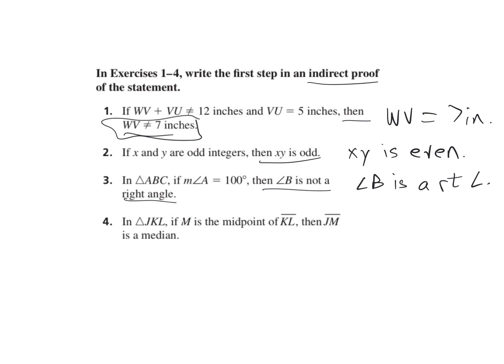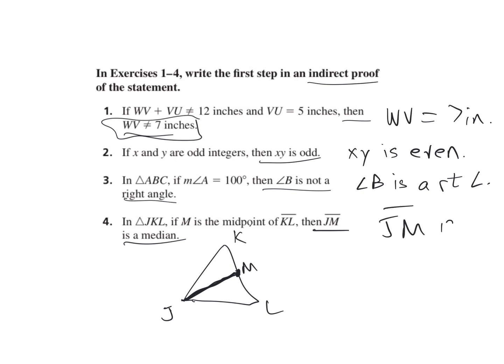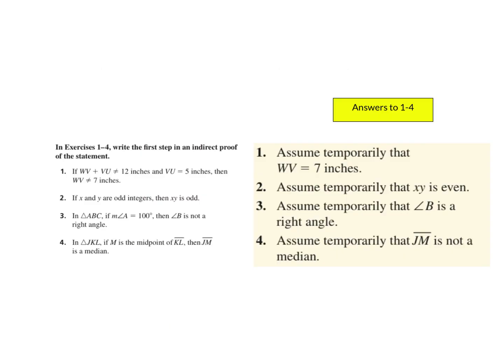If, let's see, in triangle JKL, if M is the midpoint of KL, then JM is a median. Okay, so let's just draw this generic triangle here, J, K, and L. And M is the midpoint of KL. All right, then JM is a median. So we know that this is true, but we're trying to prove this. So we're using an indirect proof style. So we'll say that JM is not a median. Okay. All right, and then here are your answers, which is exactly what we said.